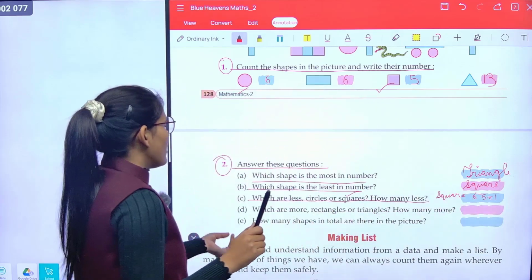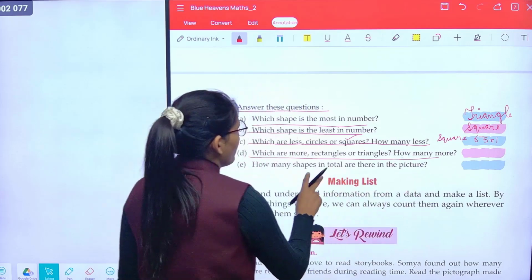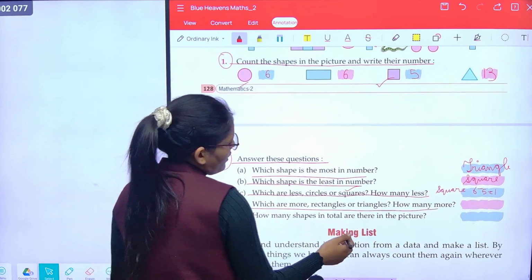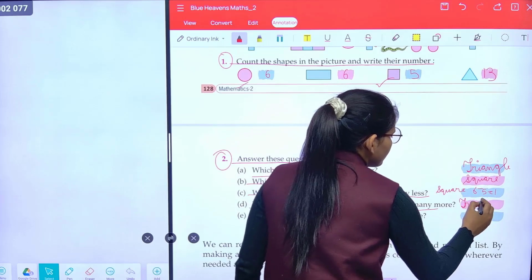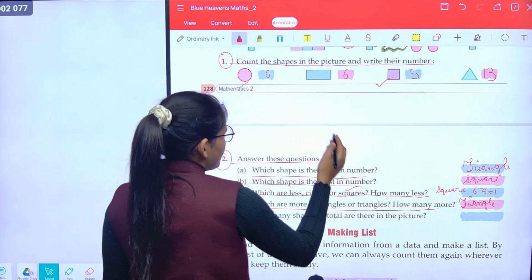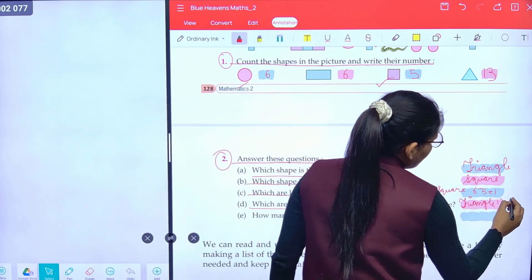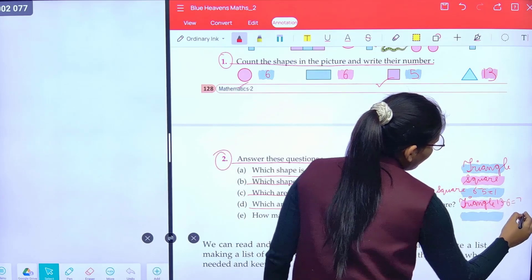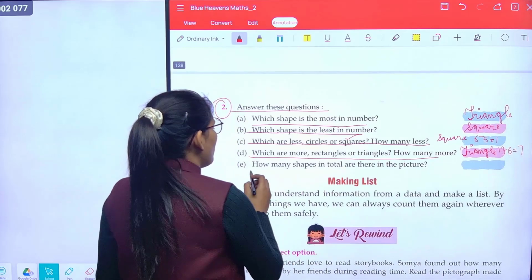Now, which are more, rectangles or triangles, and how many more? Triangles are more. How many? 13 minus 6 is equal to 7. 7 more triangles.